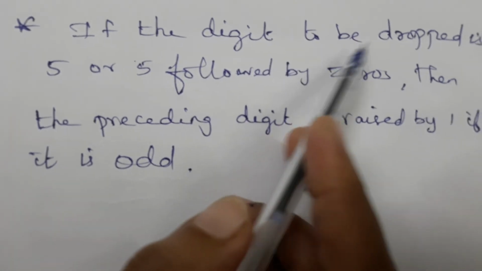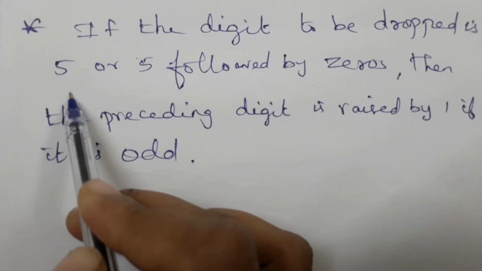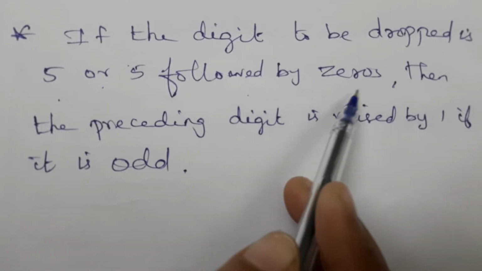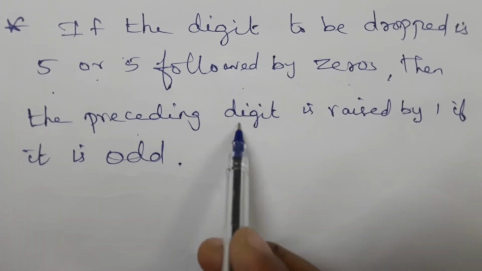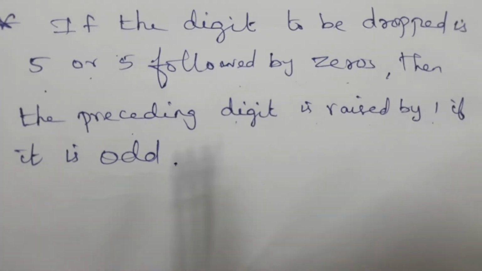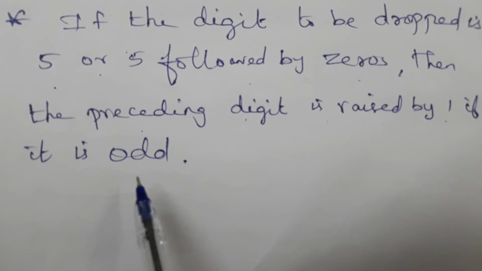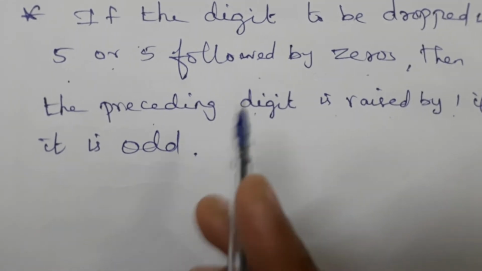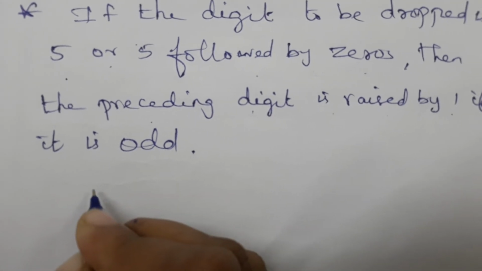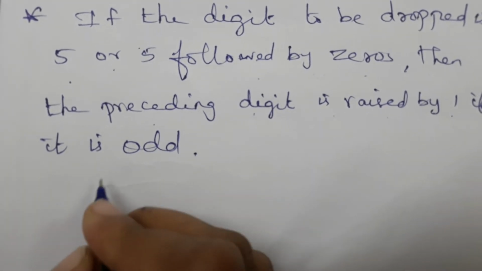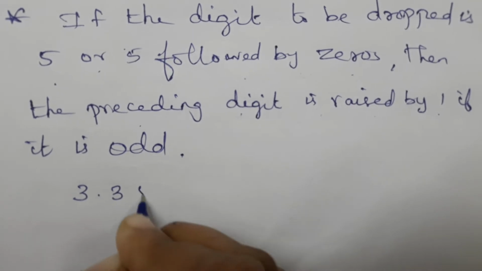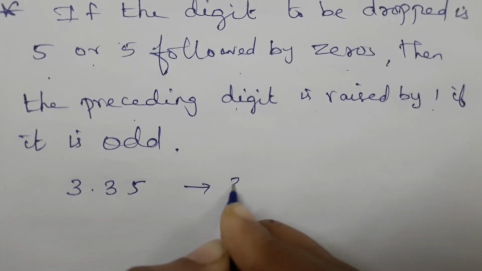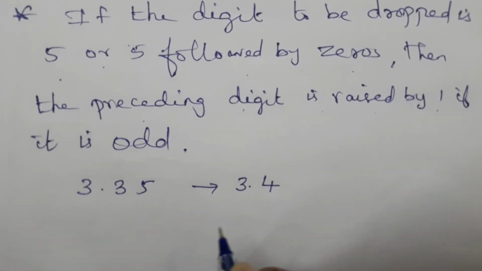If the digit to be dropped is 5 or 5 followed by zeros, then the preceding digit is raised by 1 if it is odd. If the preceding digit is odd, we can increase the number by 1. For example, 3.35 is rounded off to 3.4.